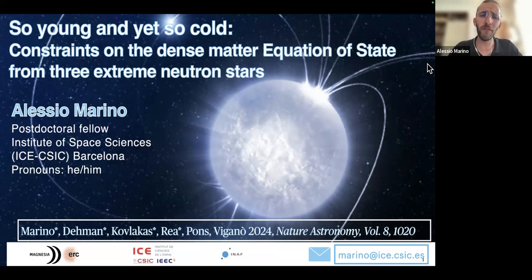Okay. So the focus of this project and this talk is to show you how 3 very young and yet very cold neutron stars allowed us to put some constraints on the dense matter equation of state, and therefore taught us something very fundamental about all neutron stars. So I will start by being very basic about neutron stars. Probably this is not necessary, but just to be sure that everybody is on the same page.